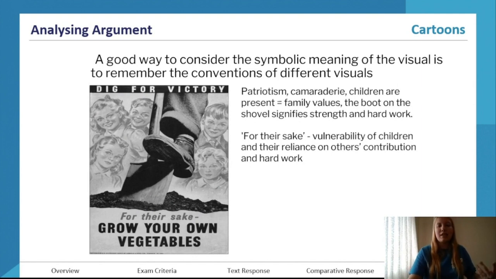So here we can see those ideas: patriotism, children present, family values, appeal to family values. The boot on the shovel signifies or symbolizes strength and hard work for their sake, referring to the vulnerability of children and their reliance on others' contribution and hard work. They need to be taken care of. We need to be part of this garden movement to help to ensure that we can support the children which are vulnerable.